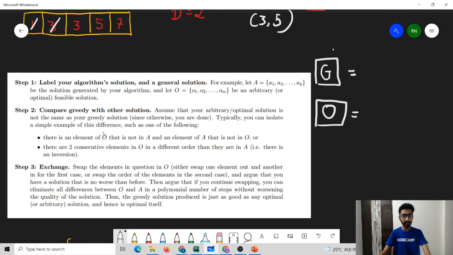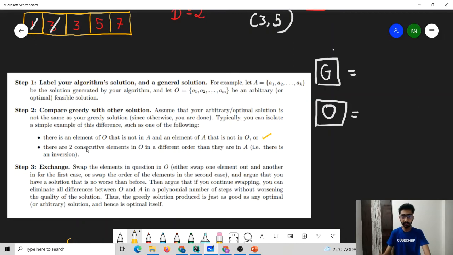Now we will read the second step: compare the greedy solution with the optimal solution or the other solution. If there is any difference between the greedy solution and the optimum solution, then we continue with the next step. But if there is no difference between them, then indirectly we have proved that our greedy solution is the optimum solution, and so we can stop processing, and we have proved that the greedy solution is indeed correct.